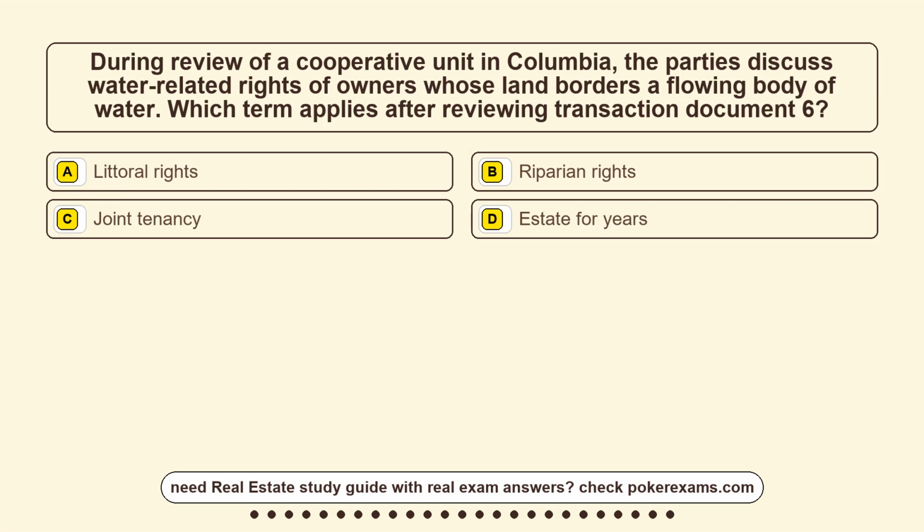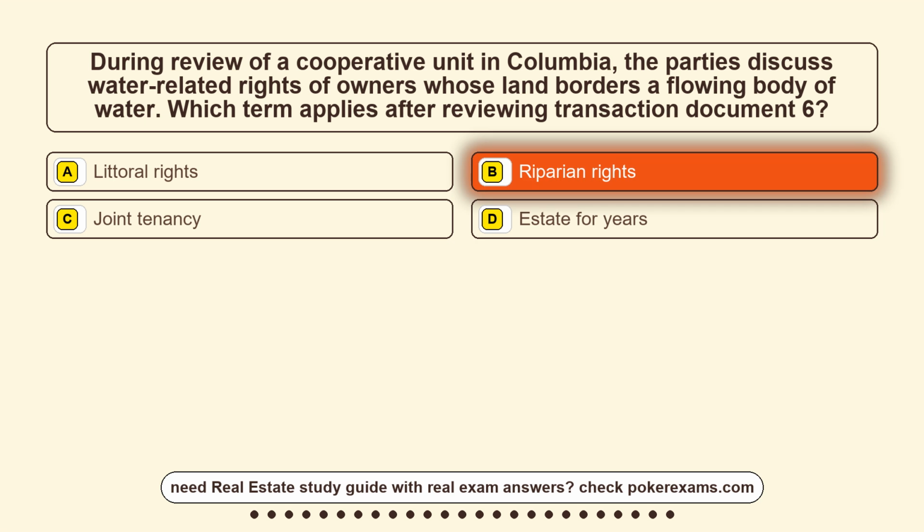Question 6. During review of a cooperative unit in Colombia, the parties discuss water-related rights of owners whose land borders a flowing body of water. Which term applies after reviewing transaction document 6? Option A, literal rights. Option B, riparian rights. Option C, joint tenancy. Option D, estate for years. The correct answer is option B, riparian rights.